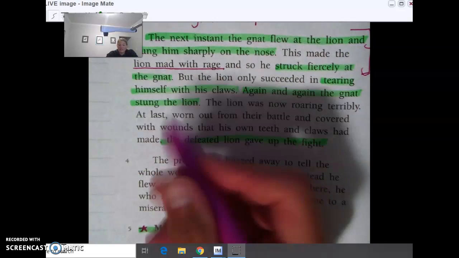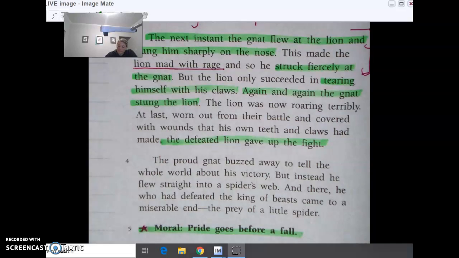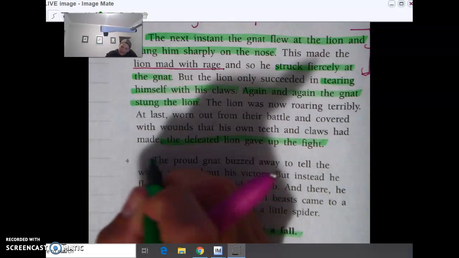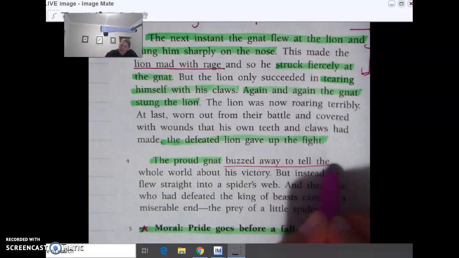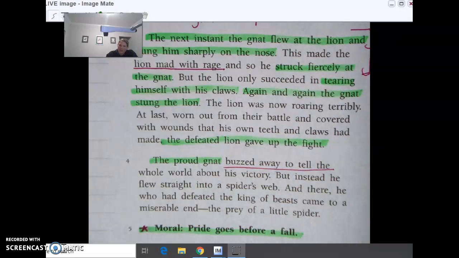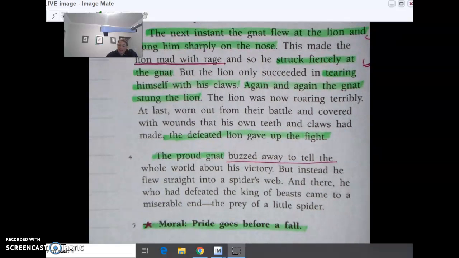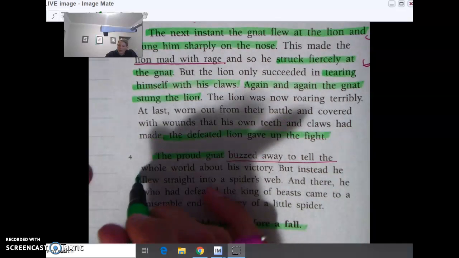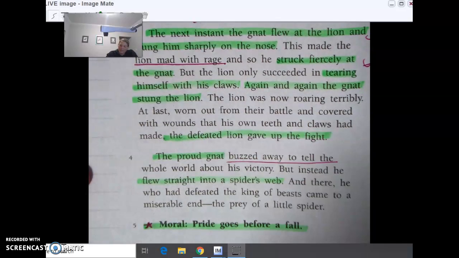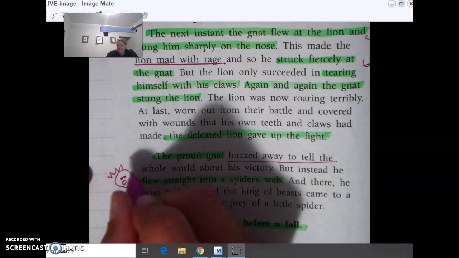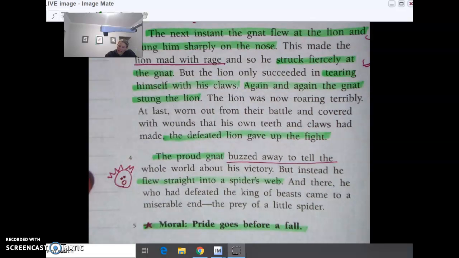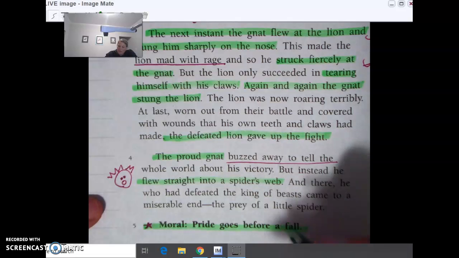So there are a lot of details in this paragraph number 3. The proud gnat buzzed away. Oh, the proud gnat buzzed away to tell the whole world about his victory. But instead, he flew straight into a spider's web. Teaches him to be sassy. And there he who had defeated the king of beasts came to a miserable end.